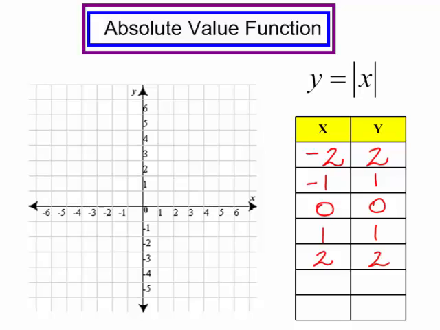Let's plot a few of those points. Negative 2, 2. Negative 1, 1. 0, 0. 1, 1. 2, 2. This is our absolute value function. Now let's investigate this function a little more.